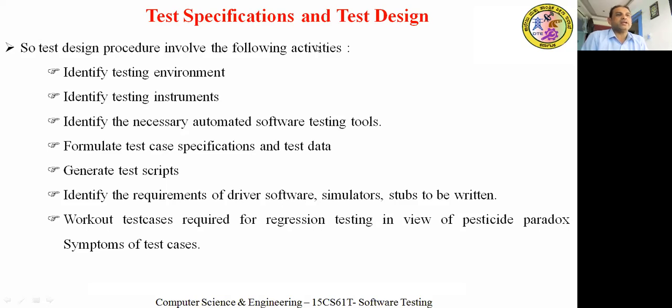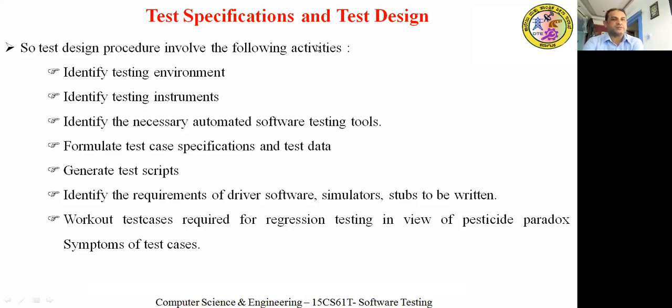Then work out the test cases required for regression testing in view of the pesticide paradox. Identify what test cases are required for regression testing. Regression testing is nothing but testing the code again and again until all the bugs have been identified. That is what we call regression testing. And in the case of the pesticide paradox also, you need to identify the various test cases.